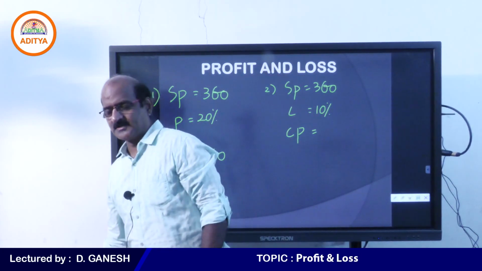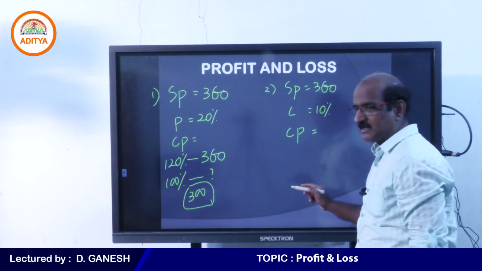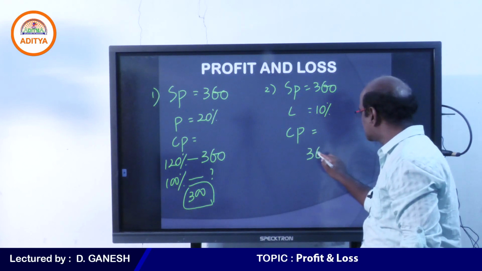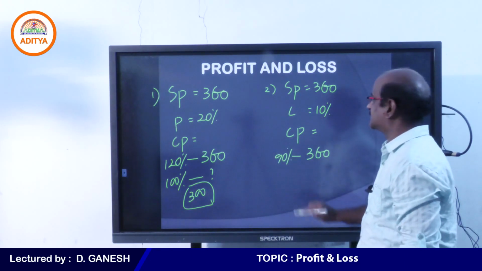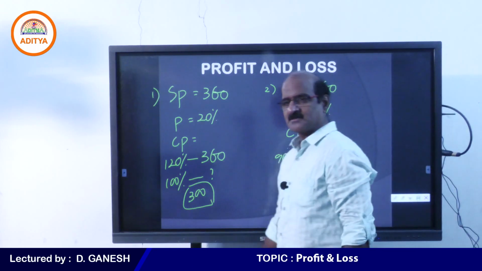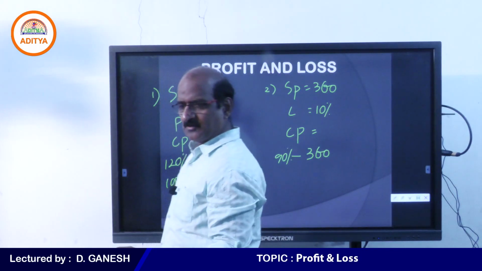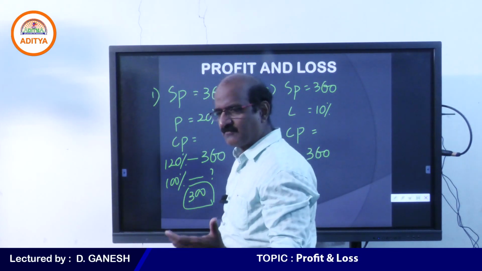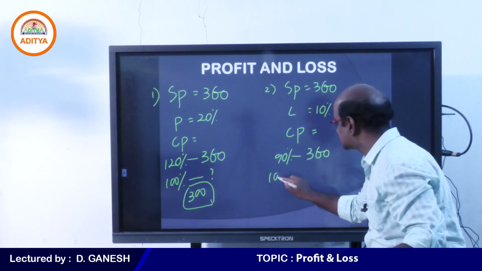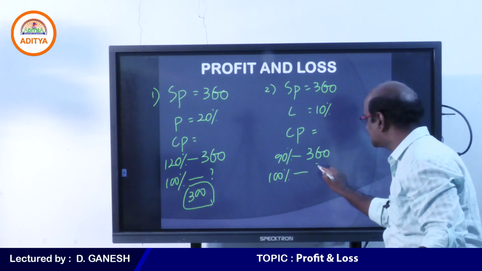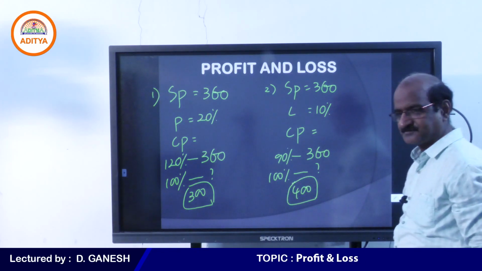Very good. 300 should be your answer. Well done. Now look at this: by selling an article for 360 rupees, there is a loss of 10%. You could get only 90% of what was invested. So when 360 is 90%, we need to find what is 100%. Therefore your answer must be 400.